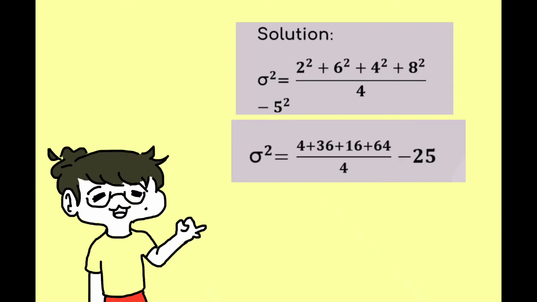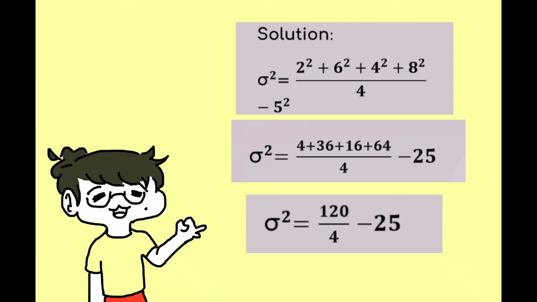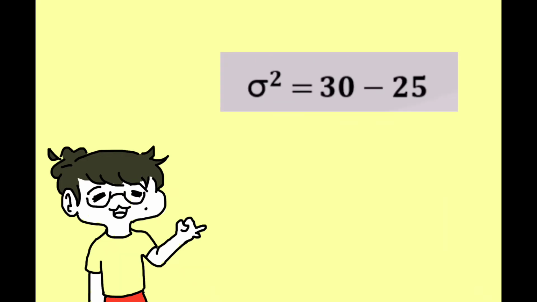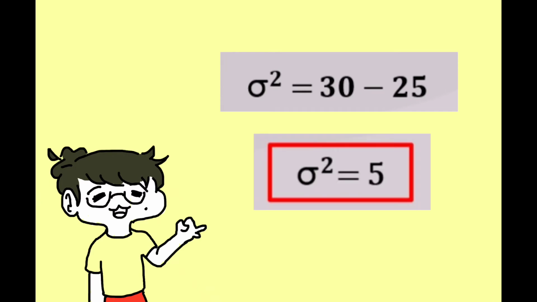We square all the numbers on the dividend. We also squared the 5, so it turns to 4 plus 36 plus 16 plus 64 over 4 minus 25. Now we add the ones in the dividend and it gives us 120. Then let's divide 120 to 4 and it gives us 30. 30 minus 25 is 5. Now we have the population variance, which is 5.